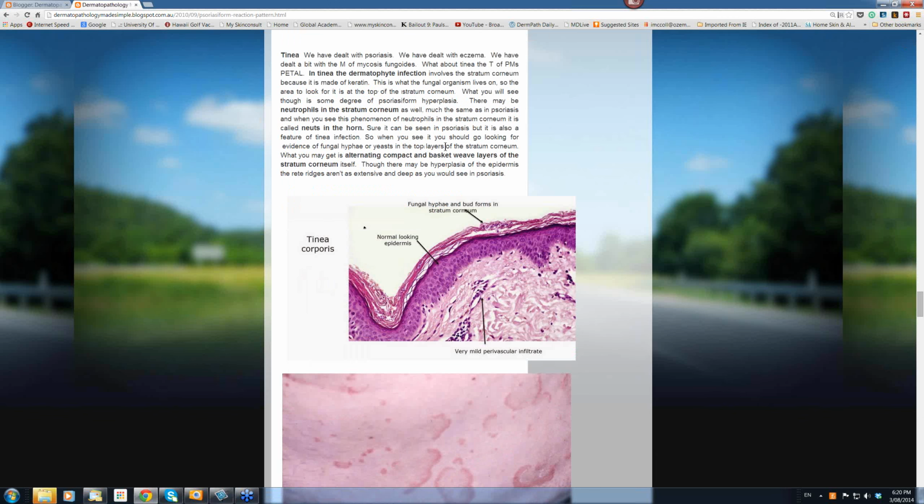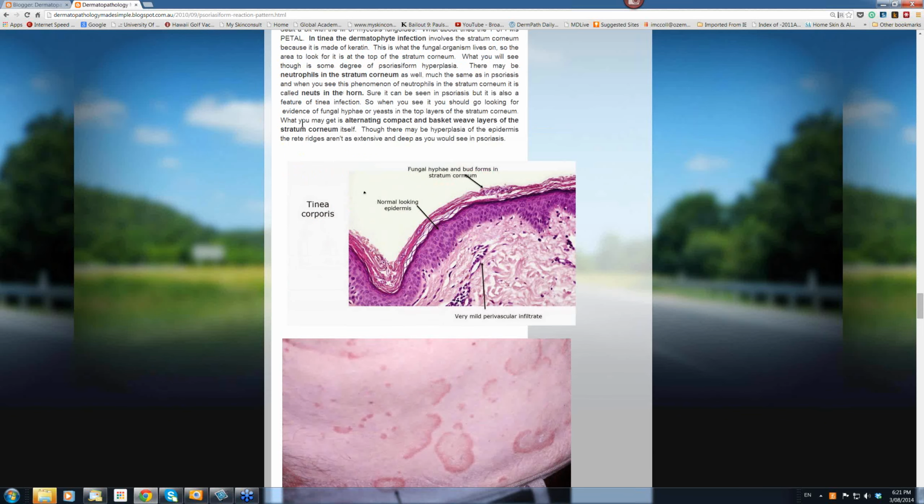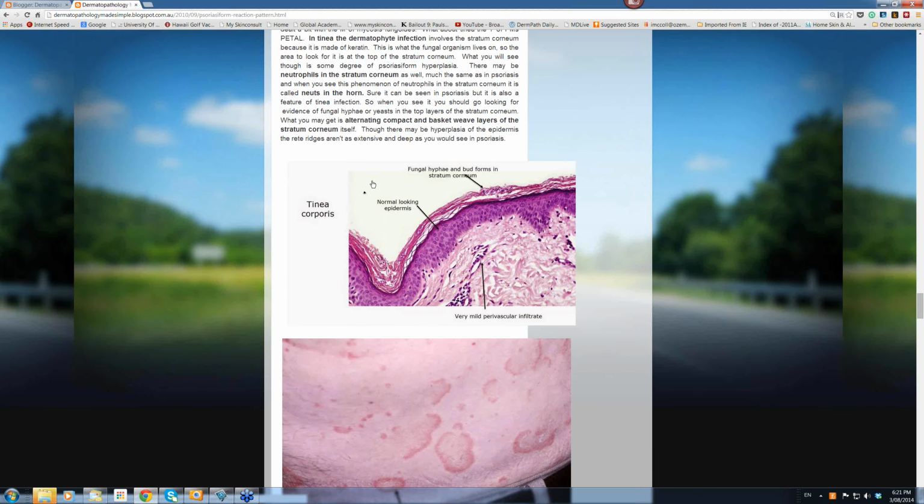So make sure you always look. If you look at something and think, I don't think there's much here, always make sure you're looking at the top layer of the stratum corneum and see if there's any sign of fungus here. Now, remember we said sometimes you can get alternating compact and basket weave layers of the stratum corneum in this, and you can get a flag sign as well, alternating ortho and parakeratosis in some tinea infections.